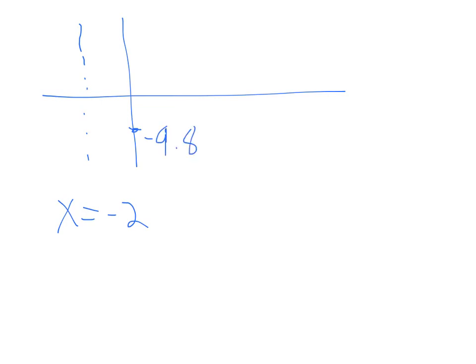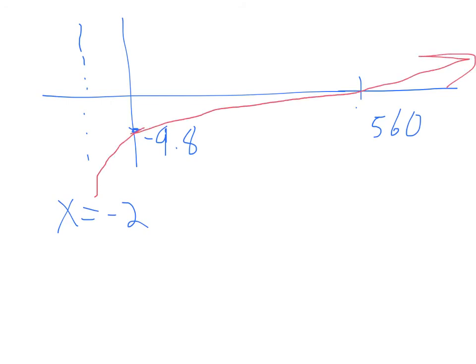When I go to sketch this, I have x equals negative 2 as the asymptote. I have a value of negative 9.8 on the y-axis, and a value of 560 on the x-axis. I know it starts here and goes up, and then it continues way far to the right. So the question is, why do we have these values?